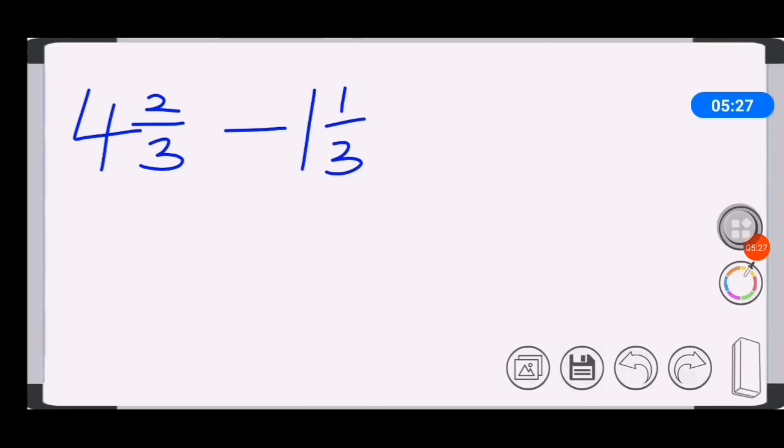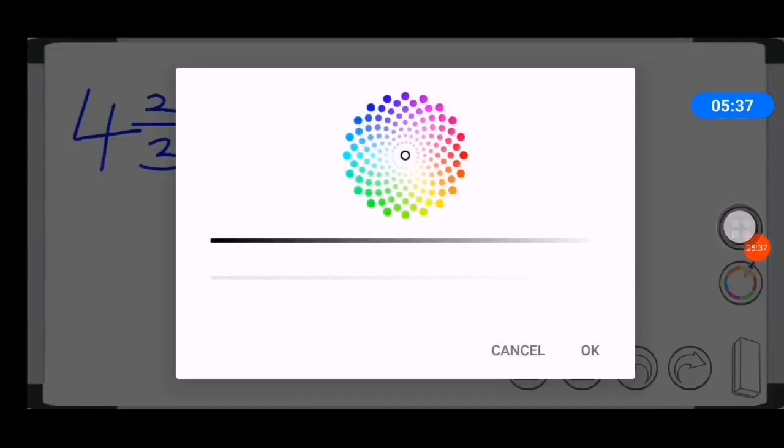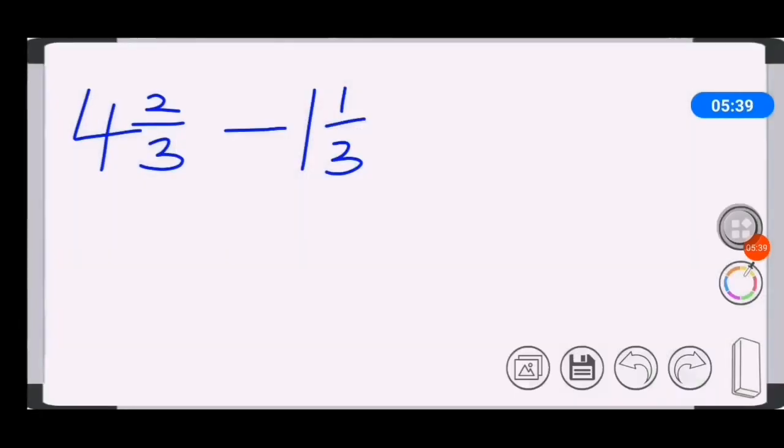I always explain to my scholars or my learners to change everything to improper. It becomes very easy that way. To change everything to improper, we have done that in the previous video. If you don't know, please go watch that video where we change mixed to improper. And yes, it's times down here and plus on top. Times and plus. That is the formula.